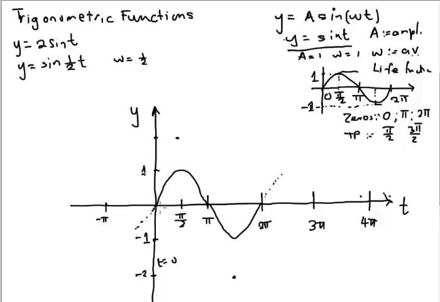When you look at this simplest version, y is equal to sine t, we can consider from t equal to 0: our first zero is at 0, our second zero is at pi, the third one is at 2 pi. All together? Okay. Now, let's see. Let's say zeros.